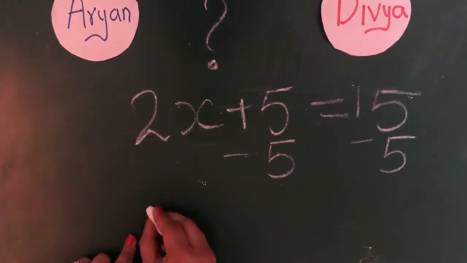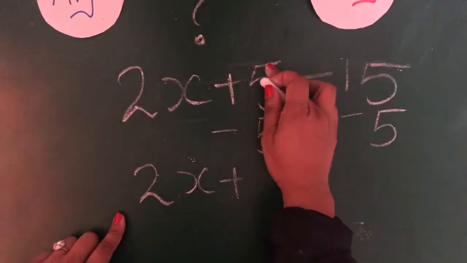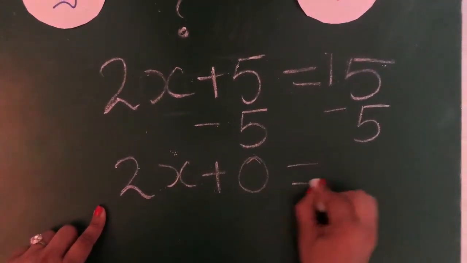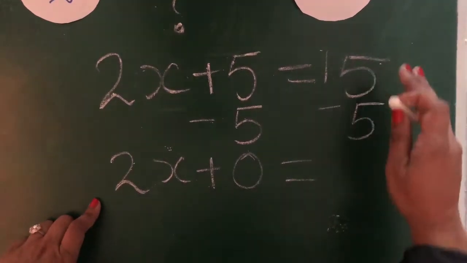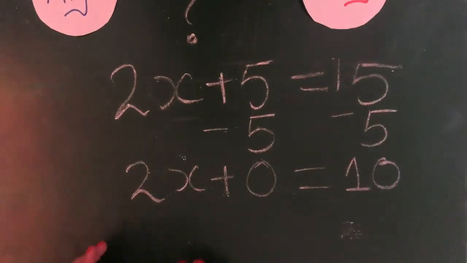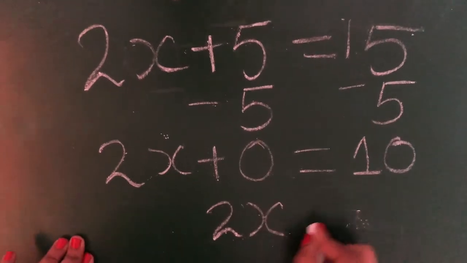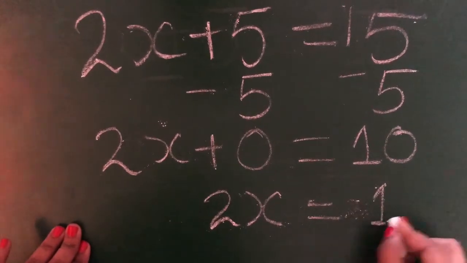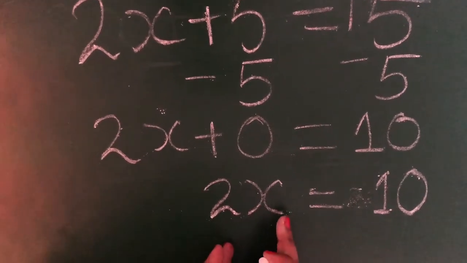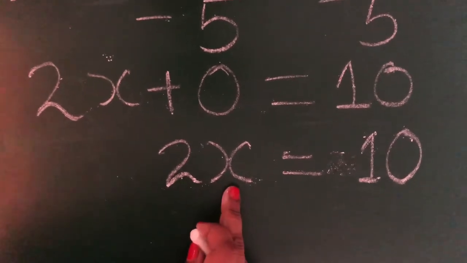So what do I get here? I get 2x plus 5 minus 5, which actually becomes 0, right? And here 15 minus 5, so we get 10. So this equation now becomes a little simpler: 2x is equal to 10. Now 2x, that is twice x, right? 2 times x also. So 2 is multiplied here with x.